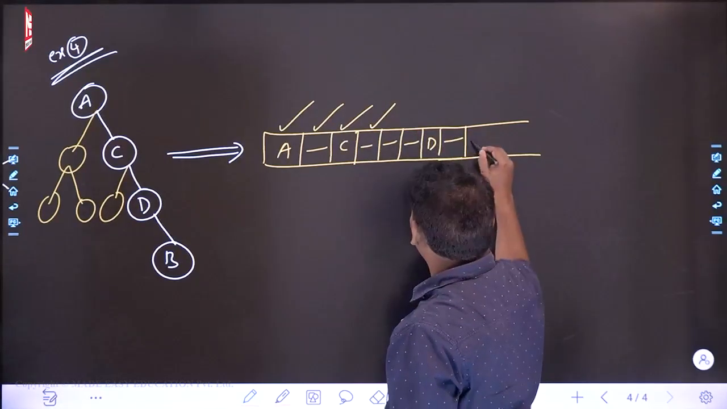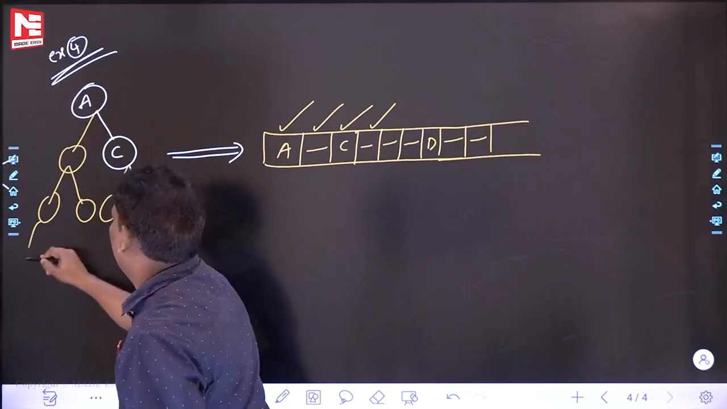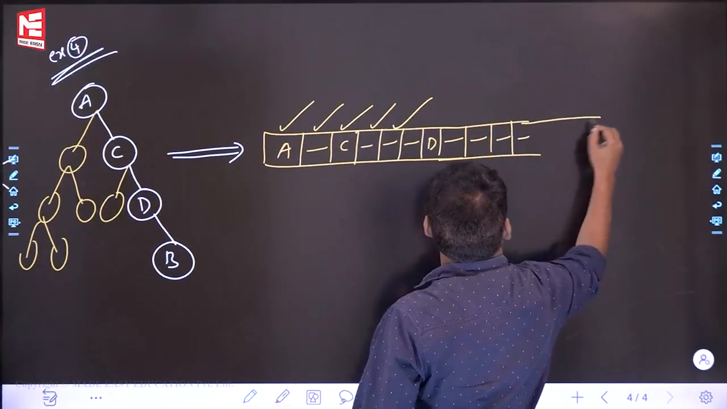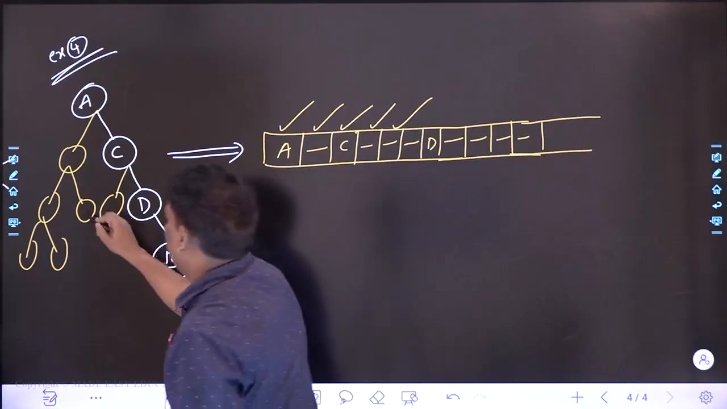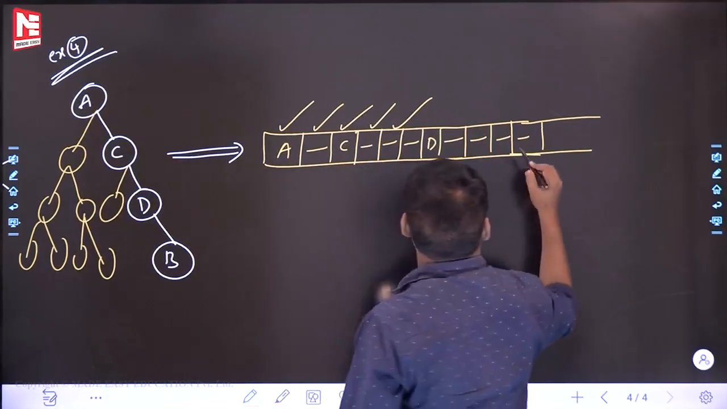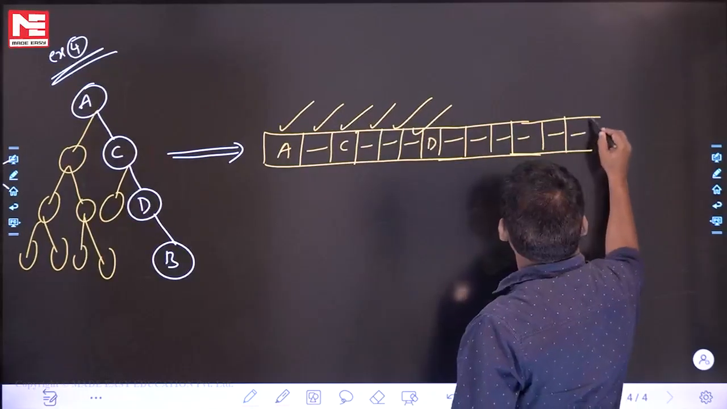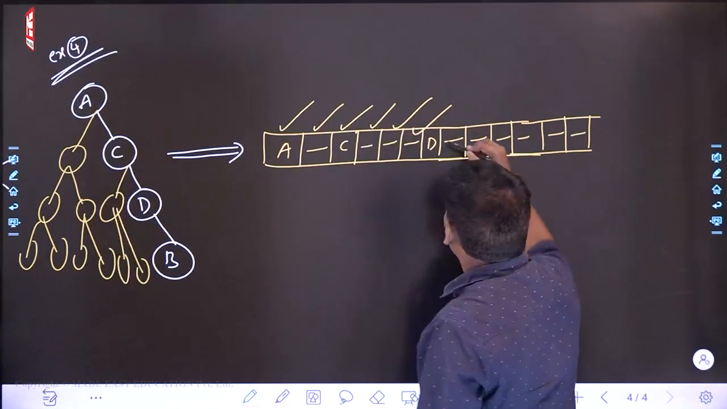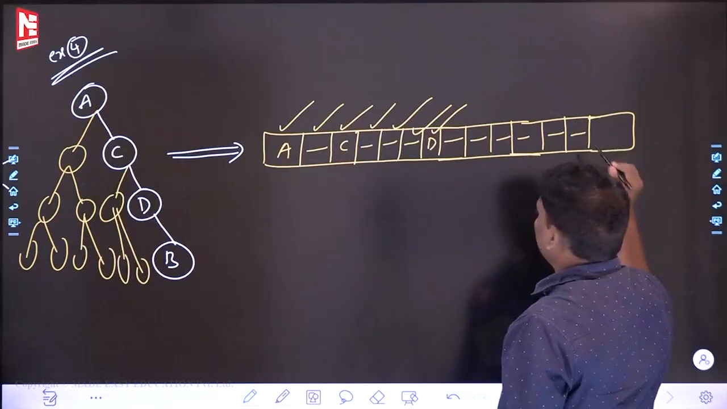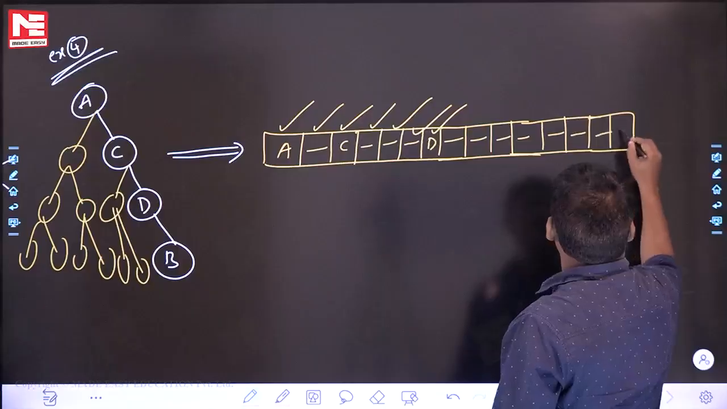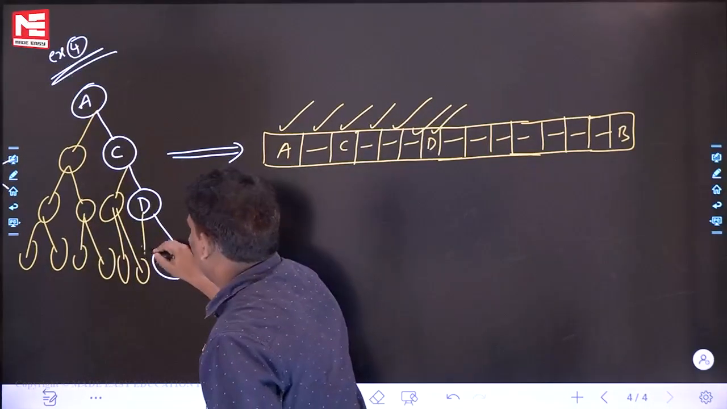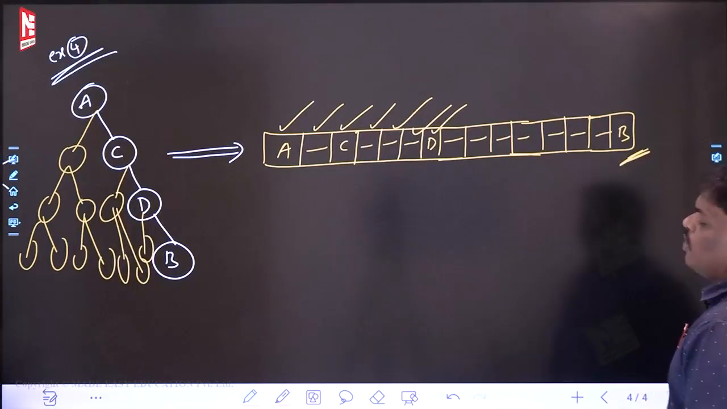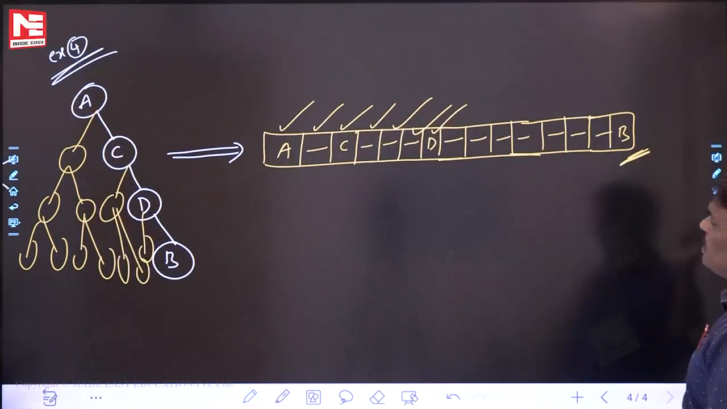Gap followed by 2 children, 2 gaps. Next one, gap followed by 2 children, 2 gaps. Next one, D followed by 2 children. Who are those? Gap and B. Right, gap and B, but when you see the last one, stop. When you see the last person, stop.